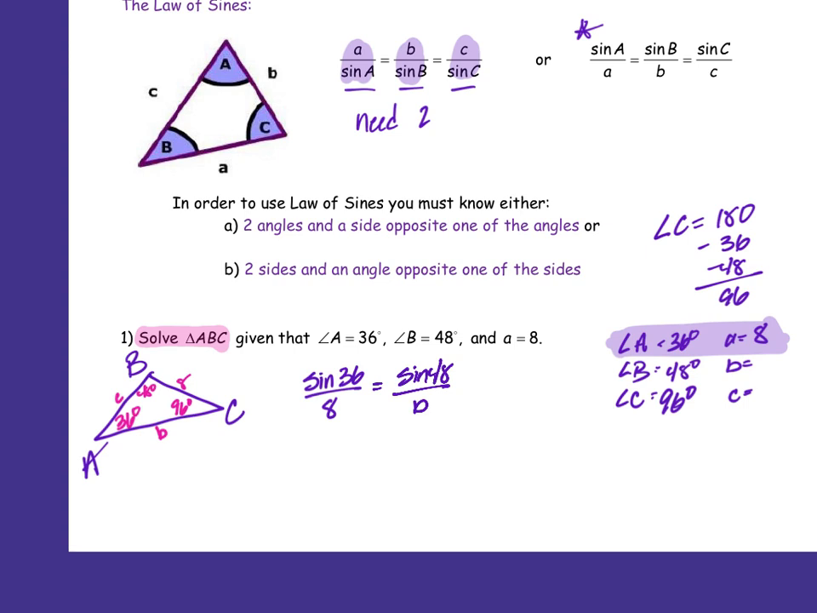Now I'm just going to cross multiply and divide. So cross multiply, and I get b sine of 36 equals 8 sine of 48. Is everyone okay so far? Any questions? Okay.